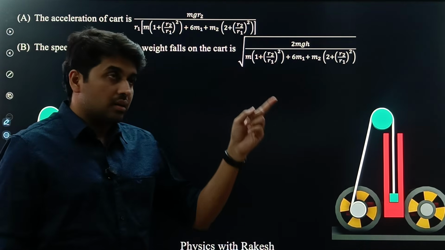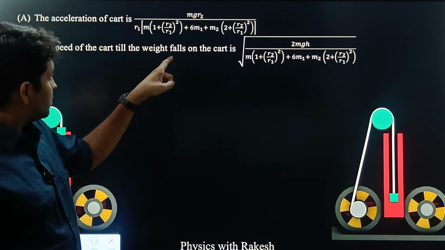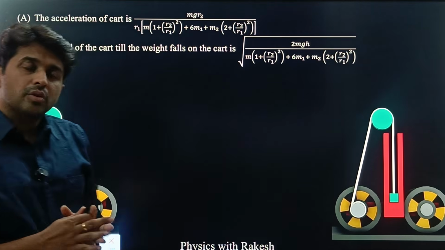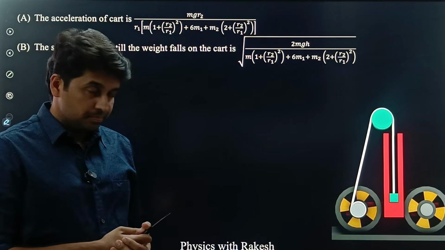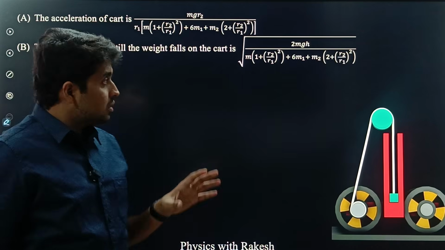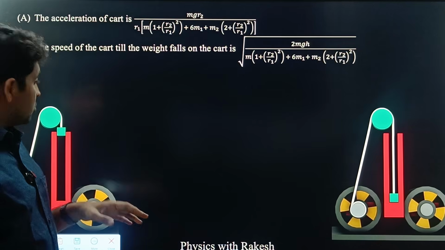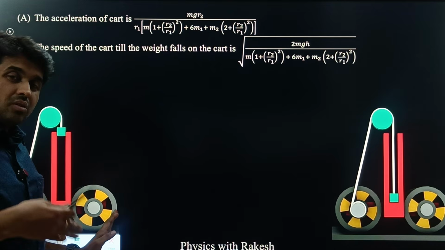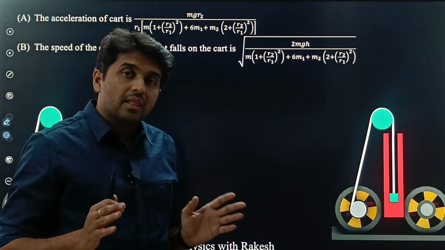So the options asked are the acceleration of the cart and the speed of the cart till the weight falls on the cart. These are the two options asked. There are two ways of doing this question. The first way is using Newton's laws, forces, and the second way is using work, power, energy. Let us see which method to take up. Suppose we use forces. If we use forces, we have tension, we have friction. These are external variables which come in, which we anyhow need to eliminate.